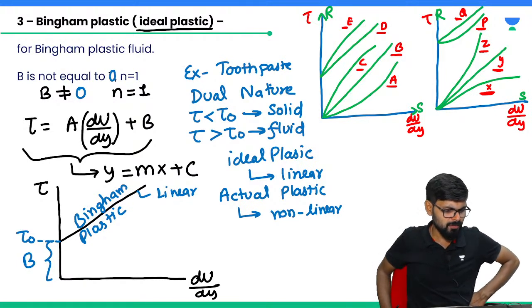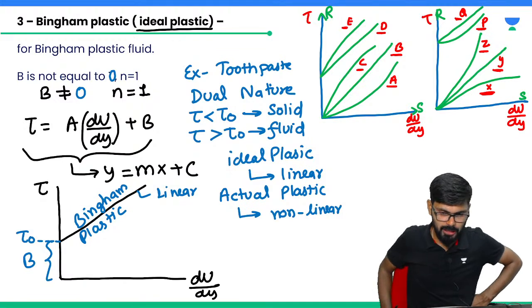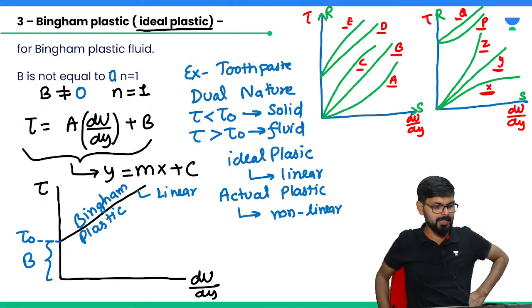रिएक्शन क्या होता है जी? R is ideal solid, okay. S is ideal fluid.